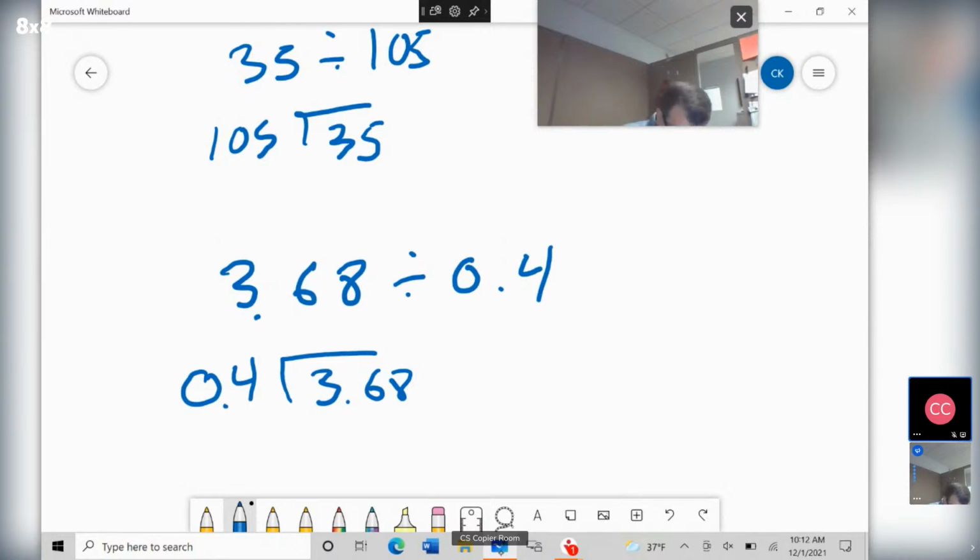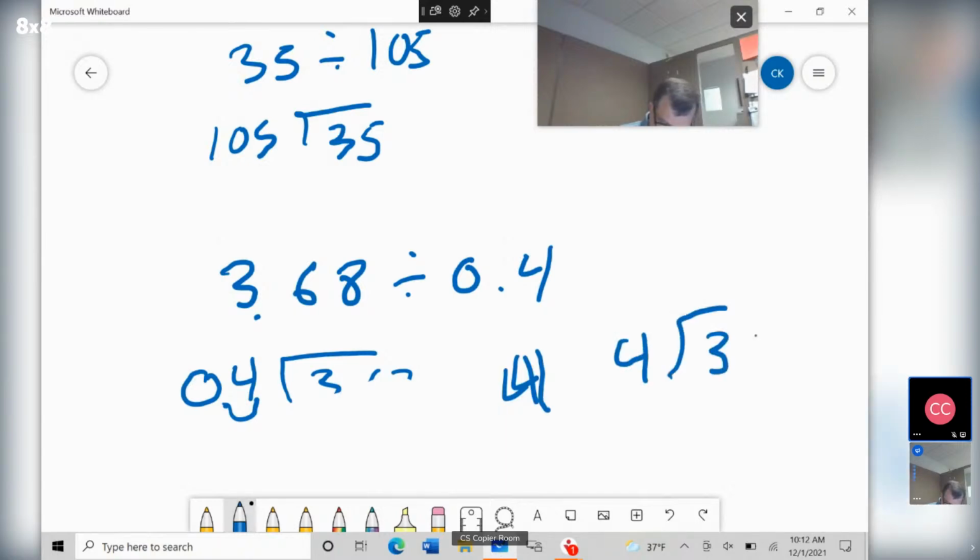We have to move that decimal one point over. So we're going to move it over here. And if we move the decimal on the outside, we also have to move the number on the inside by one. So now it's going to be 4 divided by 36.8. And the first thing we want to do is move this decimal up.